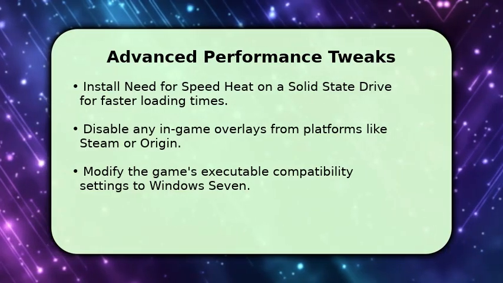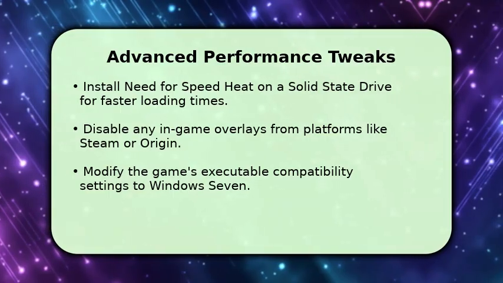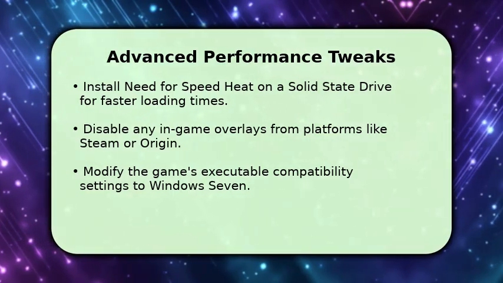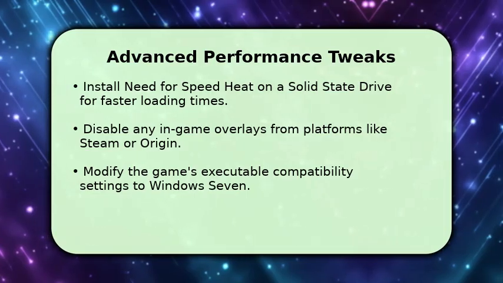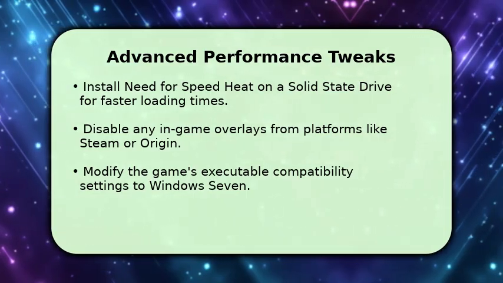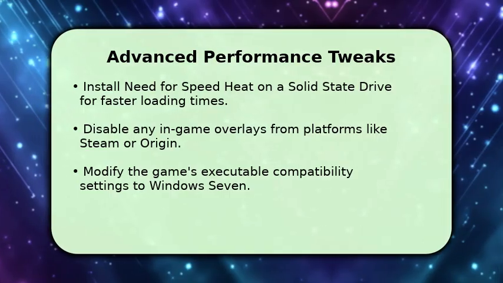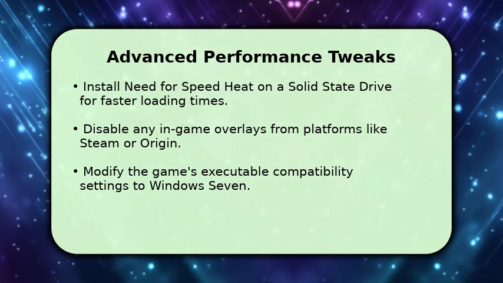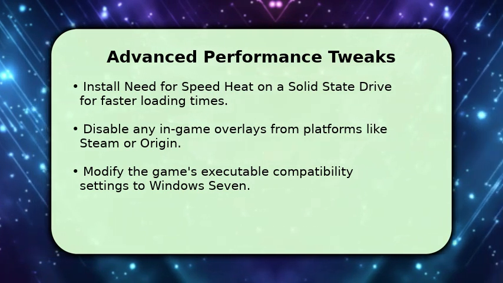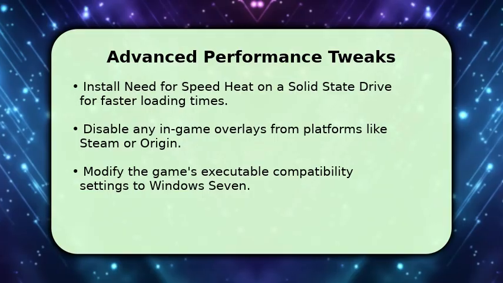It is also beneficial to disable any in-game overlays from platforms such as Steam or Origin, as these can consume extra resources. For some systems, modifying the game's executable compatibility to Windows 7 and disabling full-screen optimizations in its properties can help reduce CPU usage and improve stability.